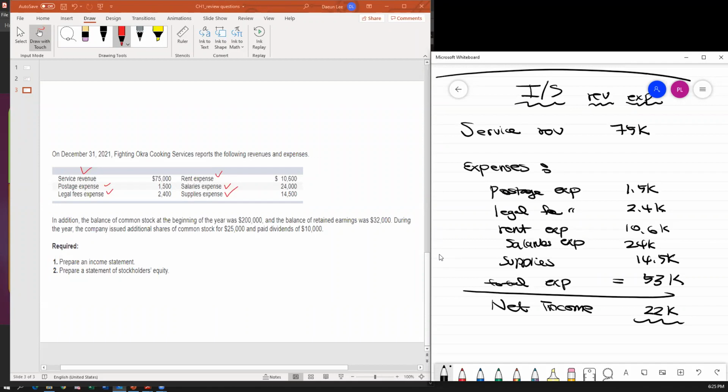And I can tell you that during the midterm, there will be a question that asks you to prepare either an income statement or a balance sheet, okay? Any questions?